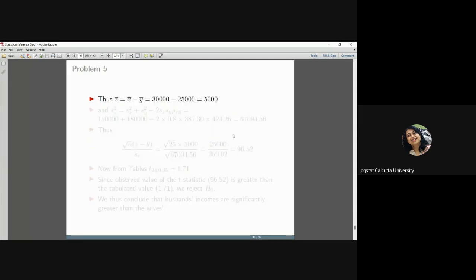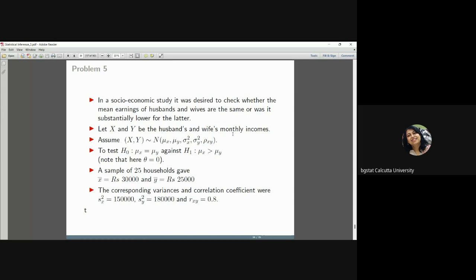Now here is another problem where we want to check whether the mean earnings of husbands and wives are the same. You can assume that there is some correlation between the earning of a husband and a wife due to socioeconomic factors. So let me assume that my random variables are the husband and wife's monthly incomes. My data is of 25 households. For each of these households, I have information on the husband's income and the wife's monthly income.